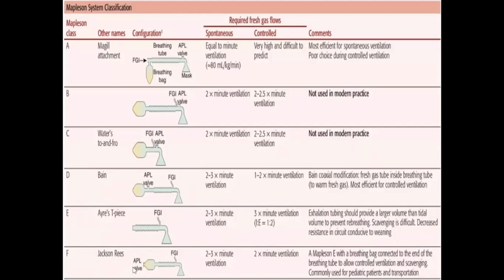There is an APL valve in the reservoir bag, which we manually control. In the pediatric T-piece, the reservoir bag has a hole at the end, like a tail with a hole. We use our finger on the hole to control the APL valve, which opens and closes. If you have done pediatric cases and used the T-piece to transport patients, you should use it. But so far in HSA, I've never used it, and I don't see them using it. So Mapleson E with the breathing bag connected to the end of the breathing tube allows controlled ventilation and scavenging, and is commonly used for pediatric patients and transportation.